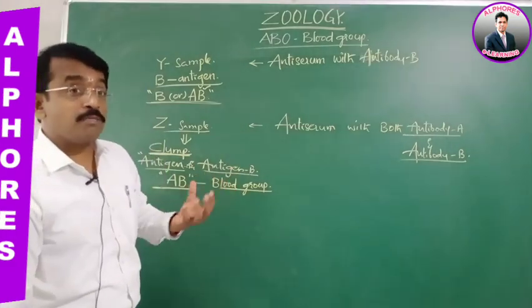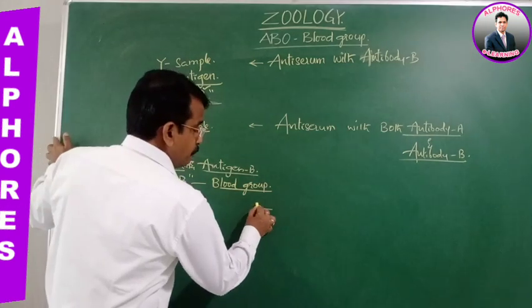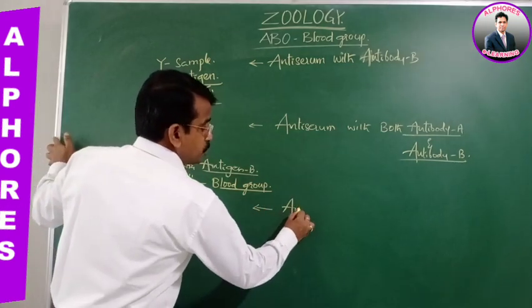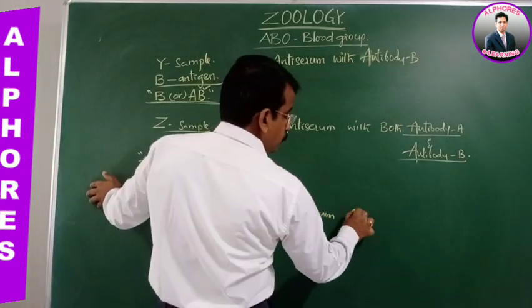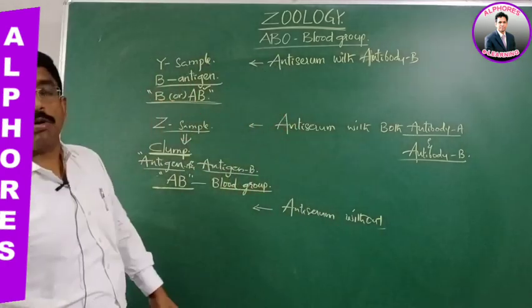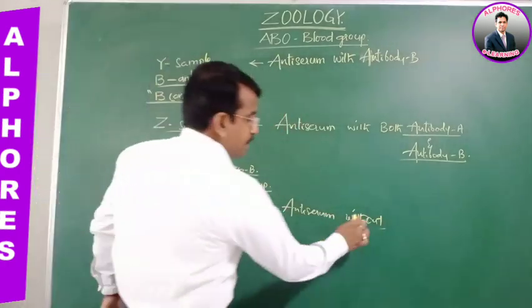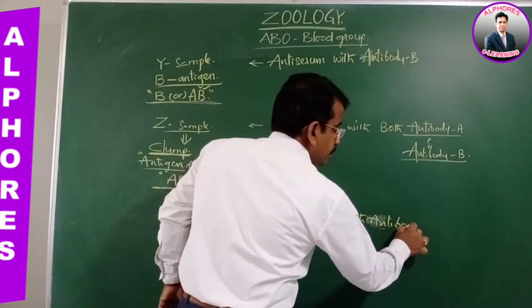So what is the fourth option? The one and only option is the fourth one. If antiserum... clump.